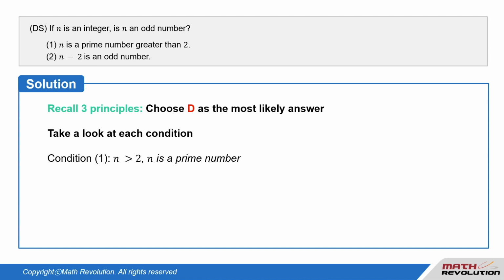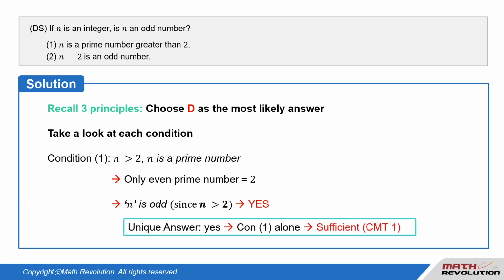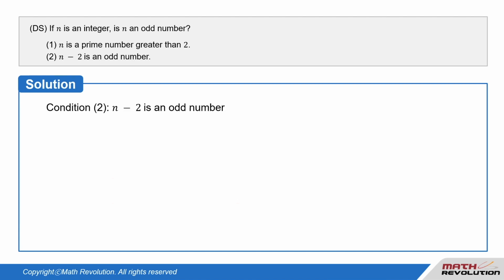Condition 1 tells us that n is greater than 2, and n is a prime number. Now the only even prime number is 2, but n is greater than 2. So n has to be odd for it to be a prime number. The answer is unique, yes, so the condition is sufficient by the common mistake type 1, which means that the answer must be in terms of a unique yes or no.